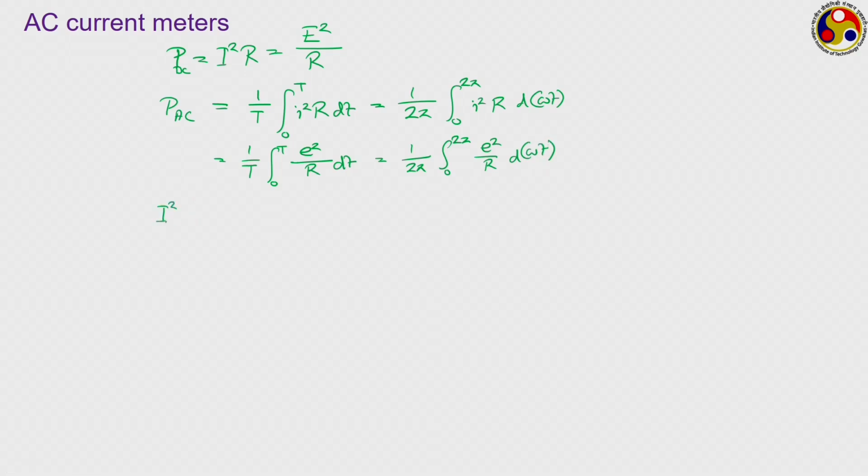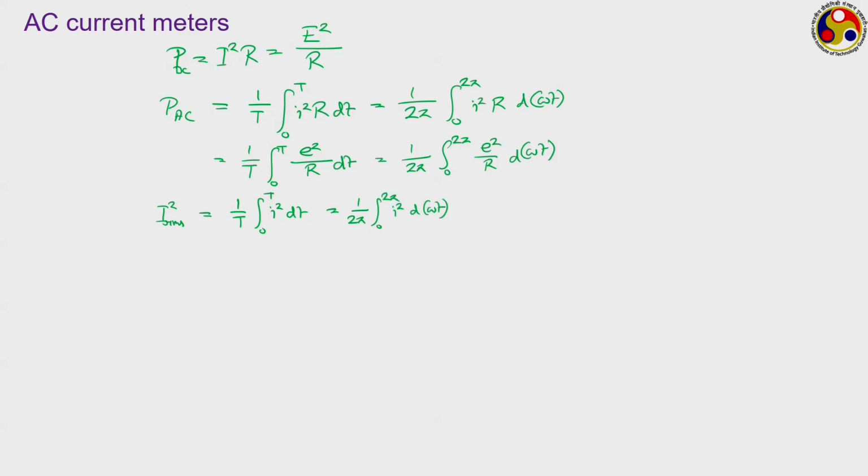I RMS square will be equal to 1 upon T integral 0 to T I square dt, that is 1 upon 2 pi integral 0 to 2 pi I square d omega t.